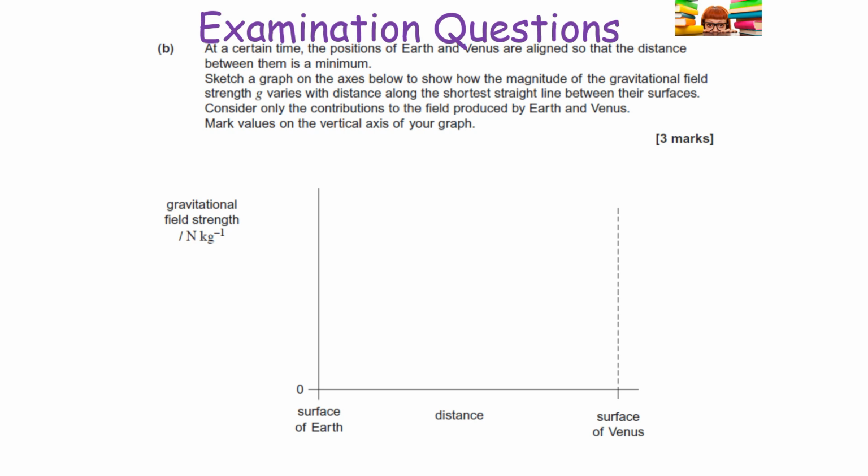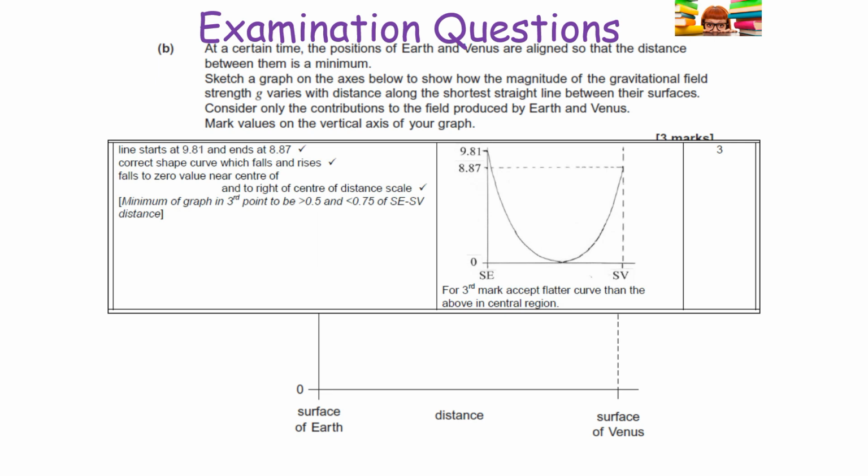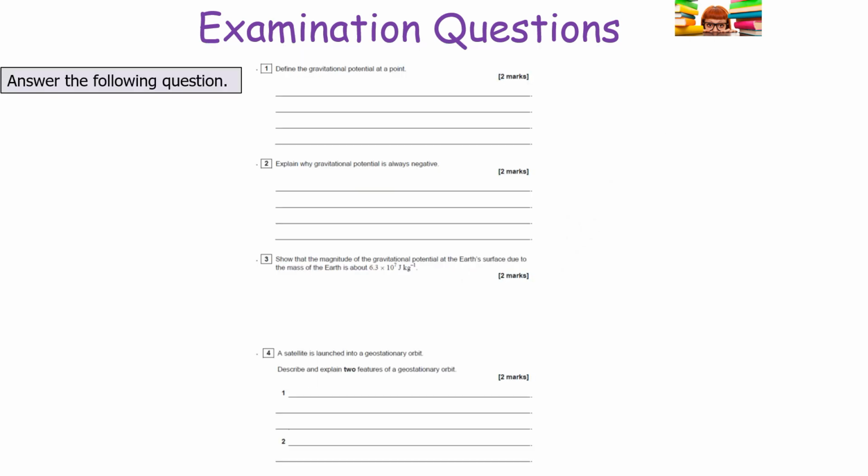Now, you know that the field strength of Venus is 8.87. You know that because I told you in the question previously, and they'll follow the inverse square law, so you'll see that curve and that curve being drawn, and you notice there'll be a point which is exactly 0 when the two gravitational fields cancel out. So that's the sweet spot where you would have actually no overall gravitational field strength.